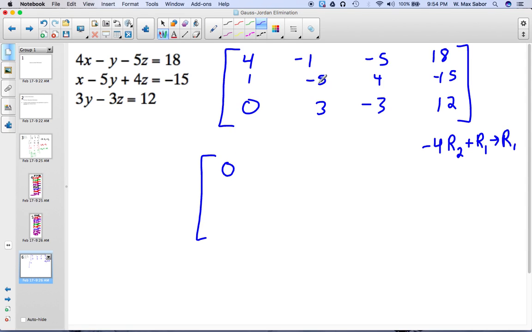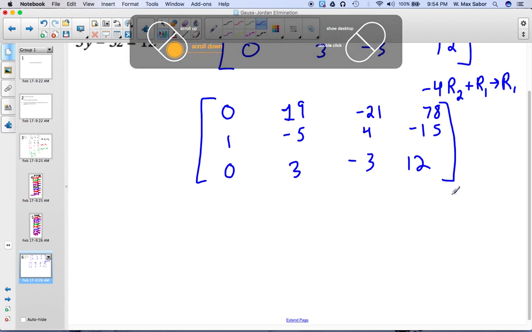So negative 4 times negative 5 is 20, plus the negative 1 is positive 19. Negative 4 times 4 is negative 16, plus that is negative 21. Negative 4 times that is 60, plus that is 78. Well, this is not as pretty as I would want it to be, but it still is going to work.